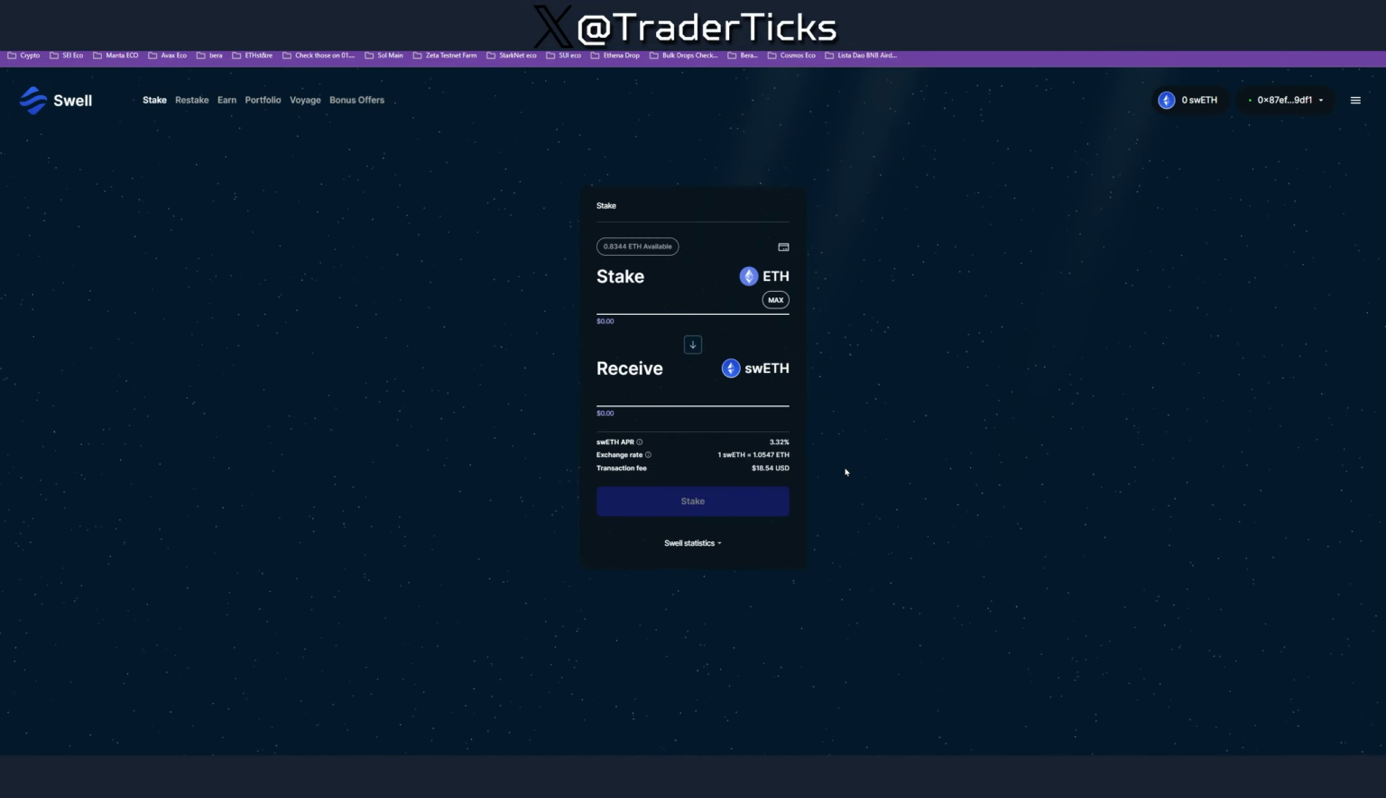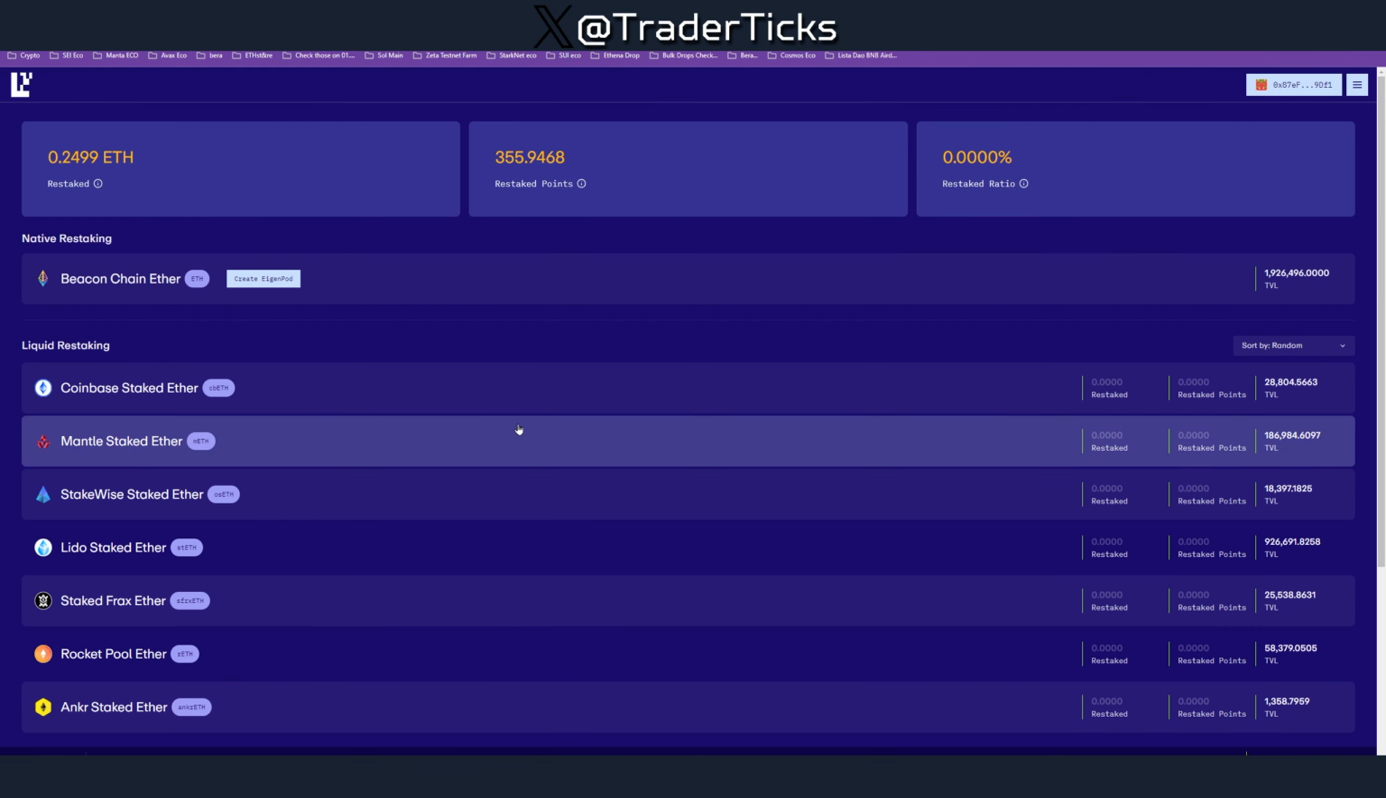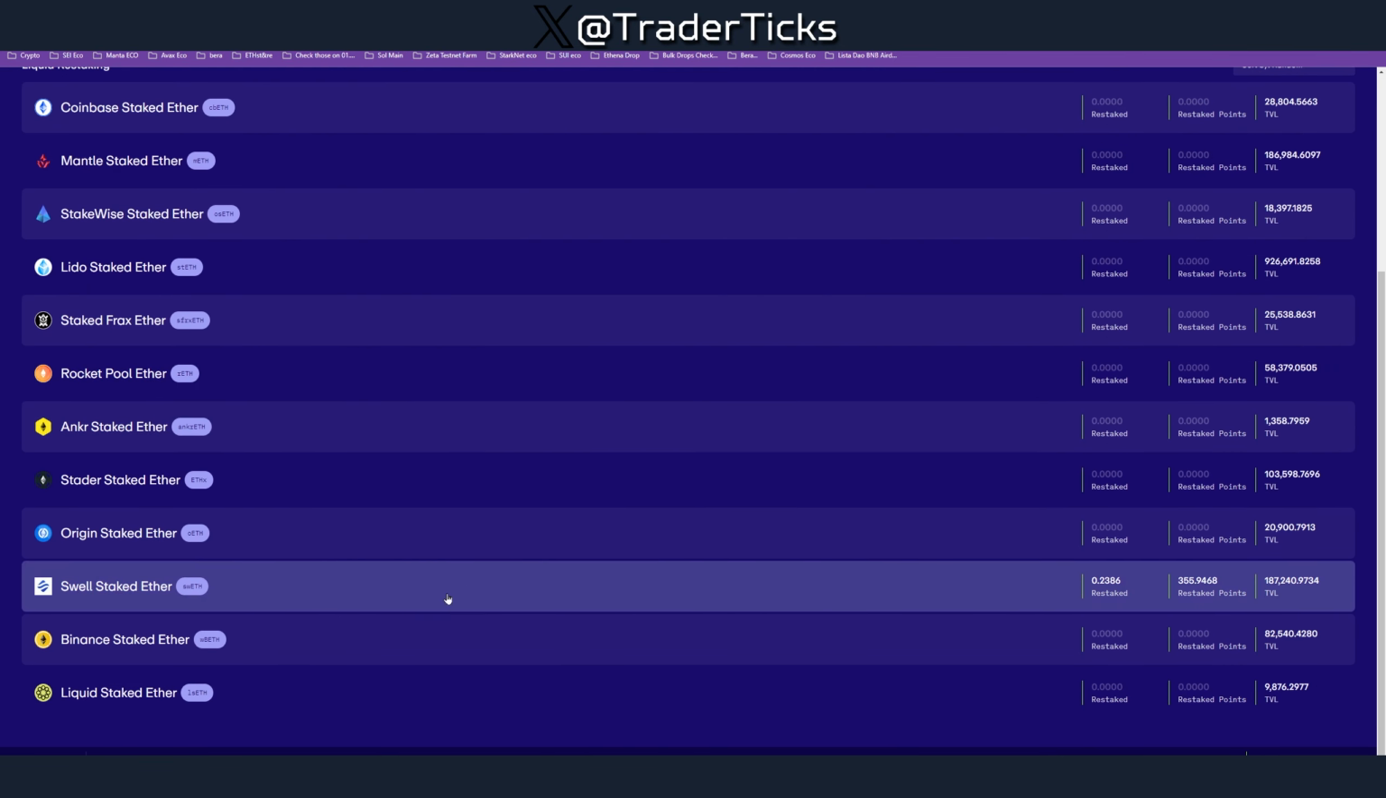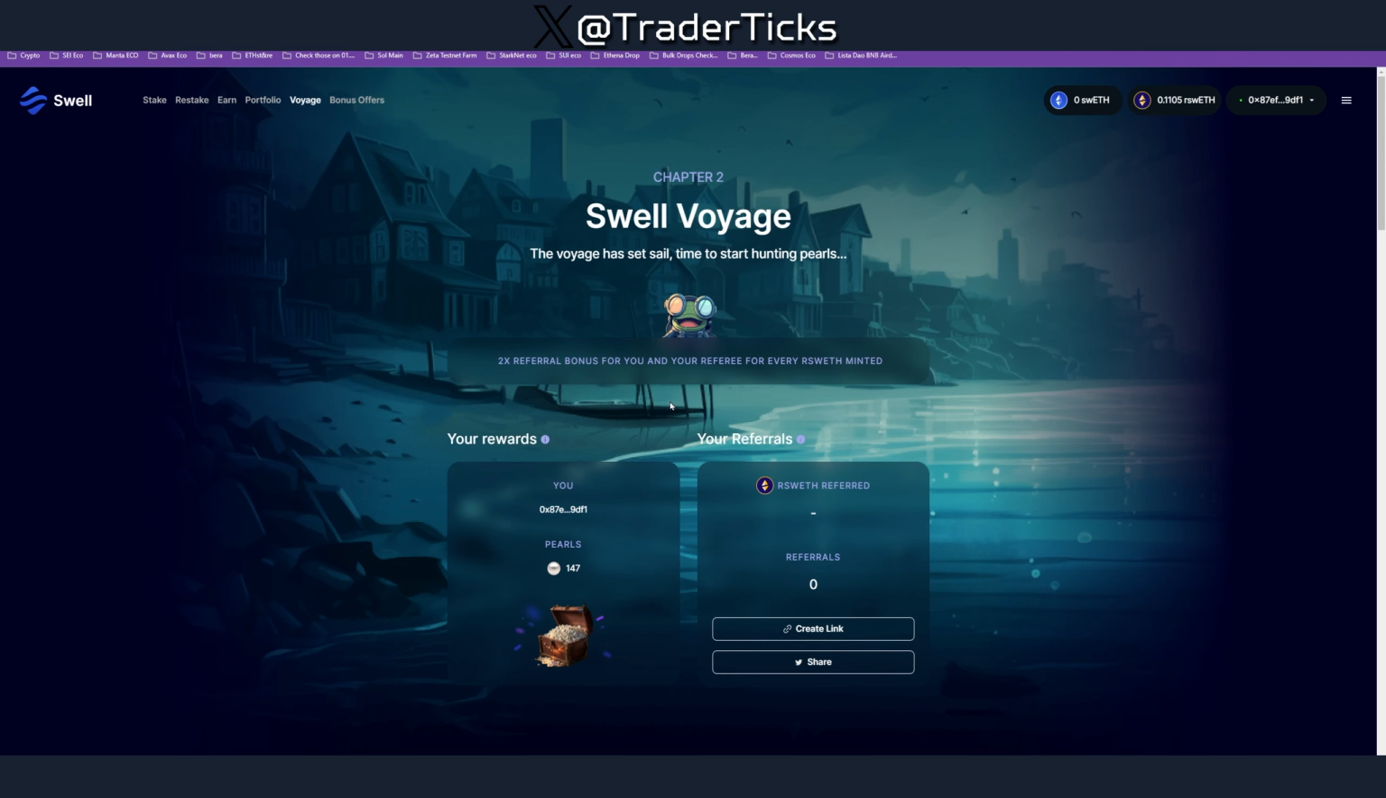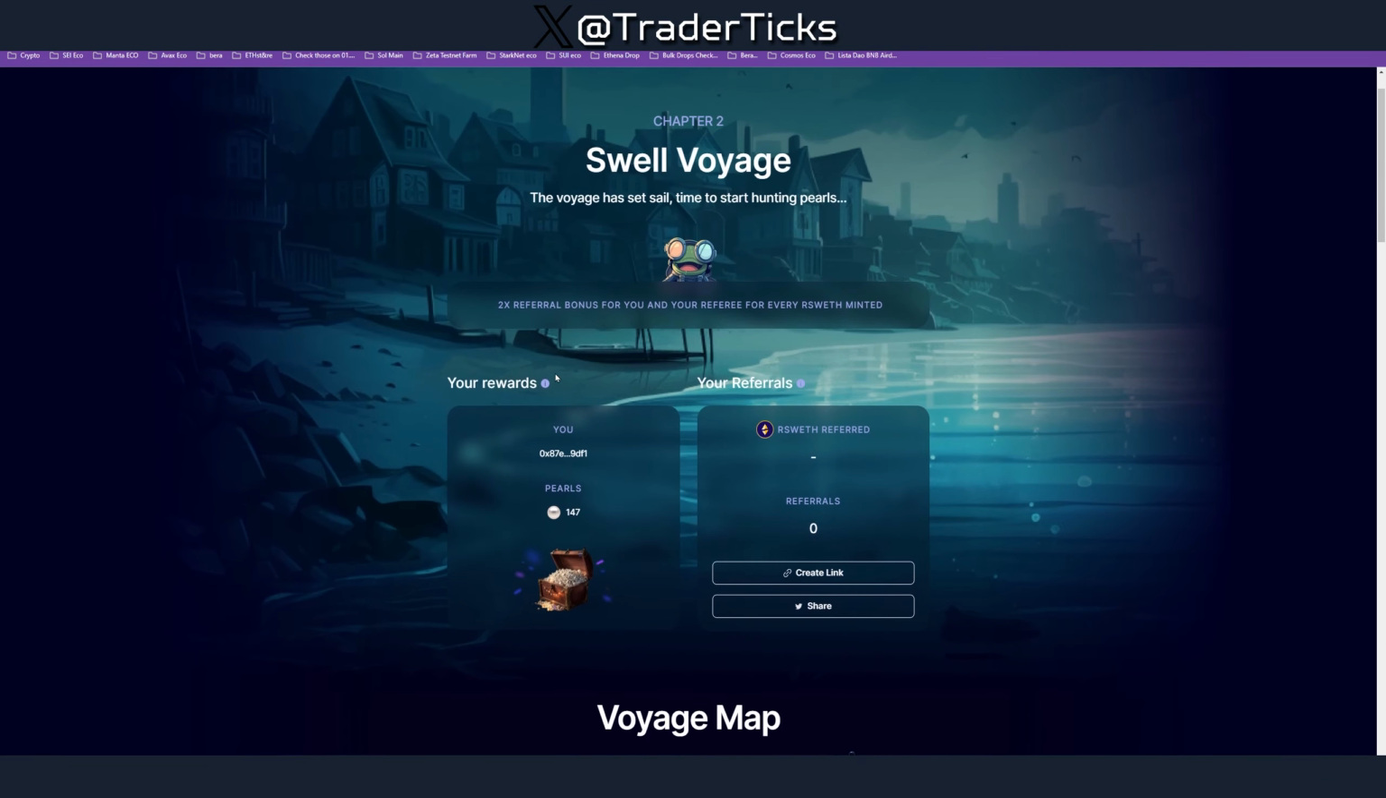Or you can grab your Swell ETH, which is the staked ETH, and go directly on EigenLayer, and once the pools are open, because depending on when you're watching the video, there might be pools, you can restake it directly on EigenLayer. And here they also have the voyage, which is the Swell voyage, and you earn pearls here.